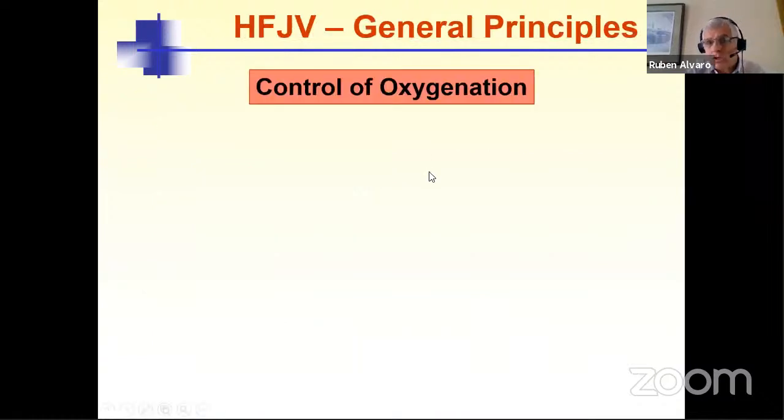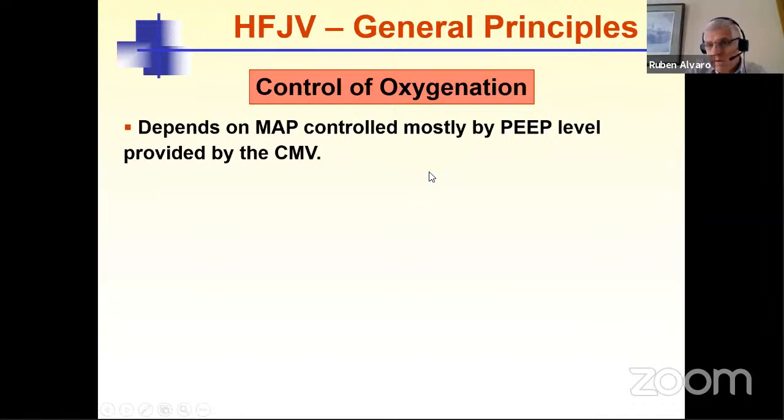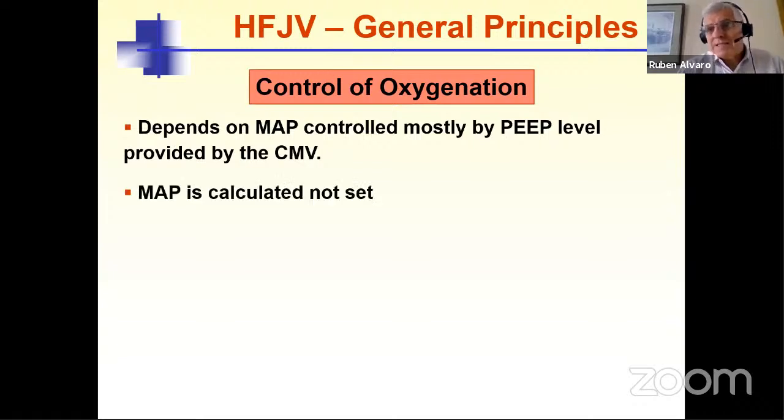How do you control oxygenation on a high frequency jet? Very simple. You control it by mean airway pressure, which is mostly controlled by the PEEP on the conventional ventilation. So just increase the PEEP, similar to the way you increase the mean airway pressure on the oscillator, okay? The difference with the oscillator is the mean airway pressure is not set on the jet, it's calculated, okay? So you can't set the mean airway pressure, okay?